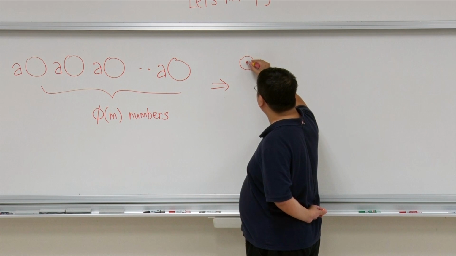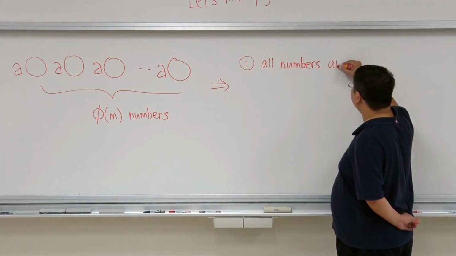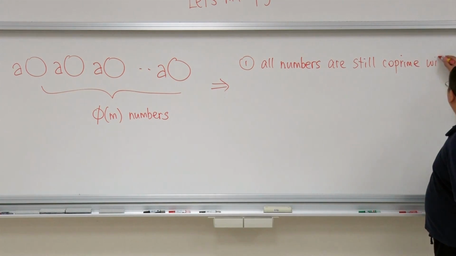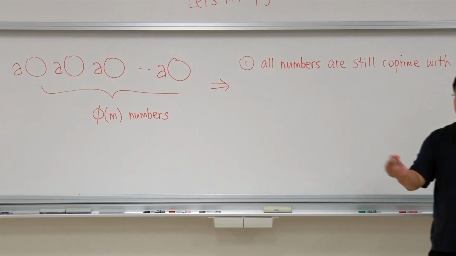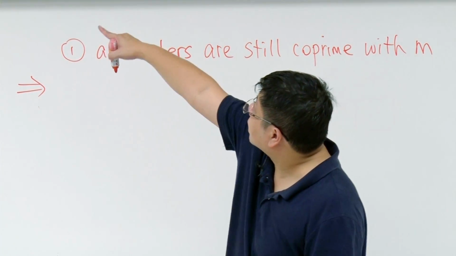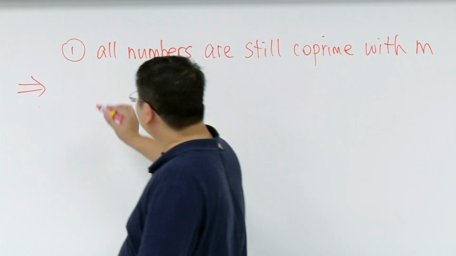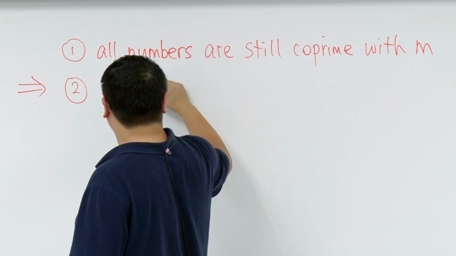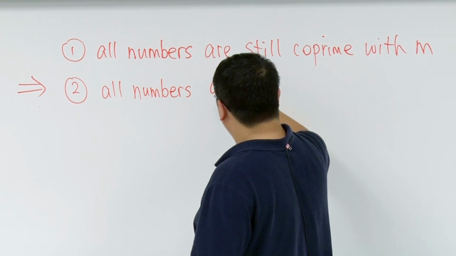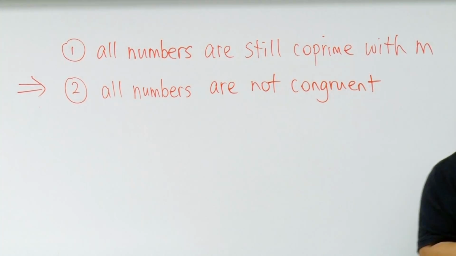We will have two things. The first thing is that all numbers after the multiplication with a are still coprime with m. Does that make sense? Originally, there is no common factor, and then you multiply a to each of them. a doesn't have any common factor with m from the beginning in the theorem. So you multiply by a, and you still do not have any common factor. And the second one is that all numbers are not congruent to each other.